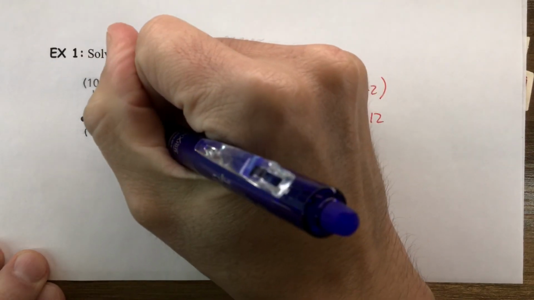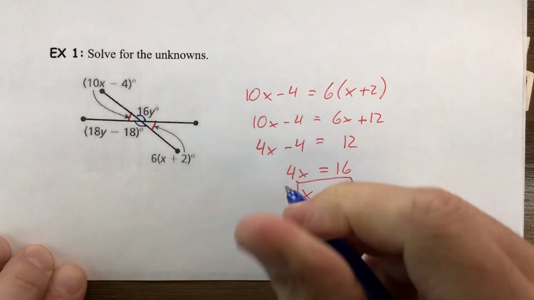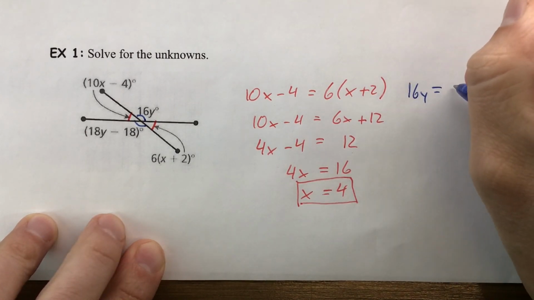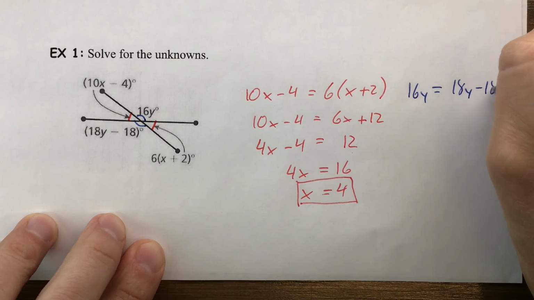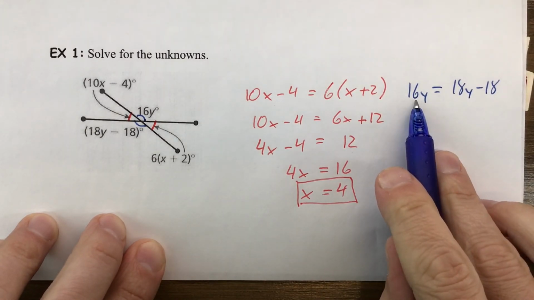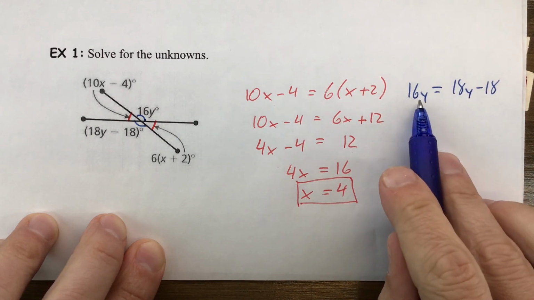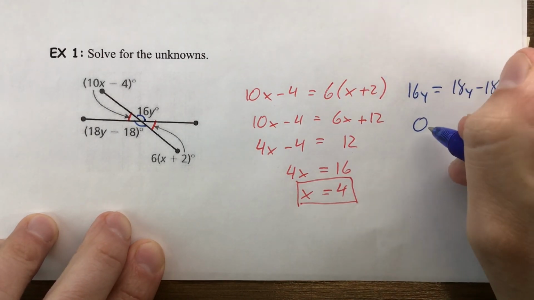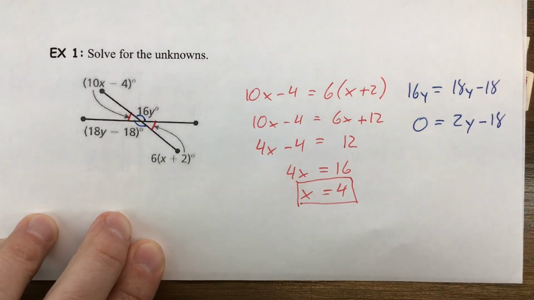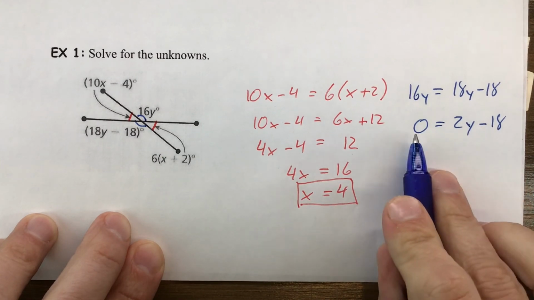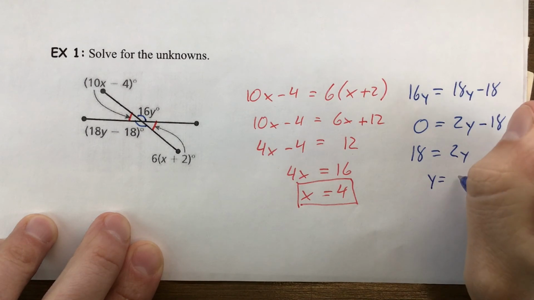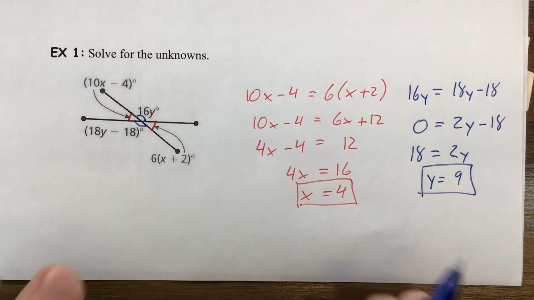All right, the other two angles that we have, those are also vertical angles. So what we can do is take 16y, set that equal to 18y minus 18. Go ahead and subtract 16y from both sides here, because 16 is the smaller of these. That does leave you with a 0 on that side, minus 18. All right, so we're going to add the 18 on. That's going to move to the other side. You get 18 is equal to 2y, which means that y is equal to 9. All right, we believe that to be an answer.